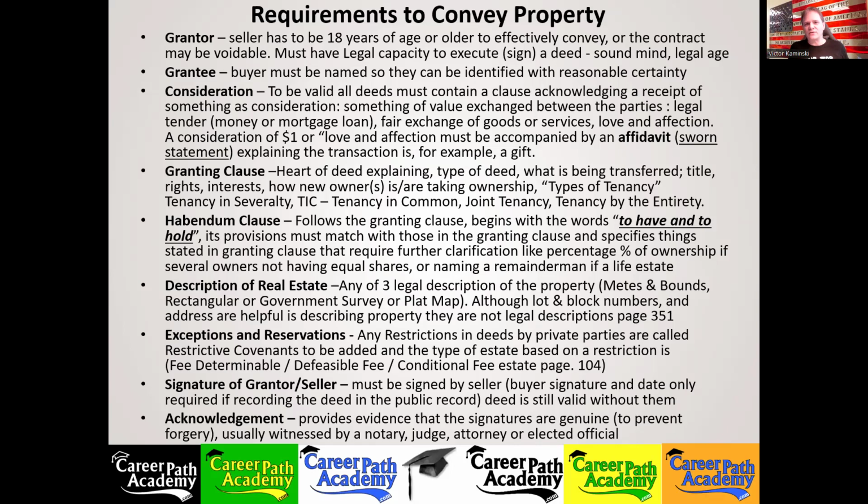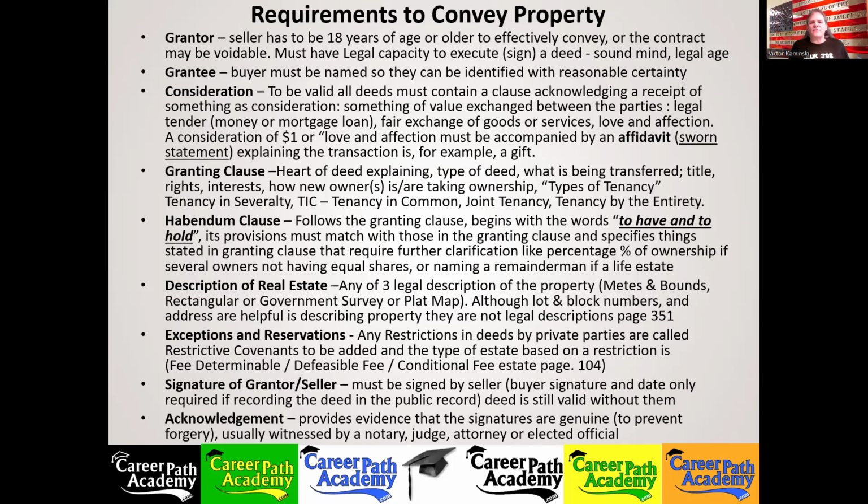The more restrictive rule will always prevail. So the restriction that I put in the deed as the seller, you'd have to follow that one. And what do we call restrictions placed in deeds by private parties? We call them restrictive covenants. A covenant is a legal promise that you agree to abide by.